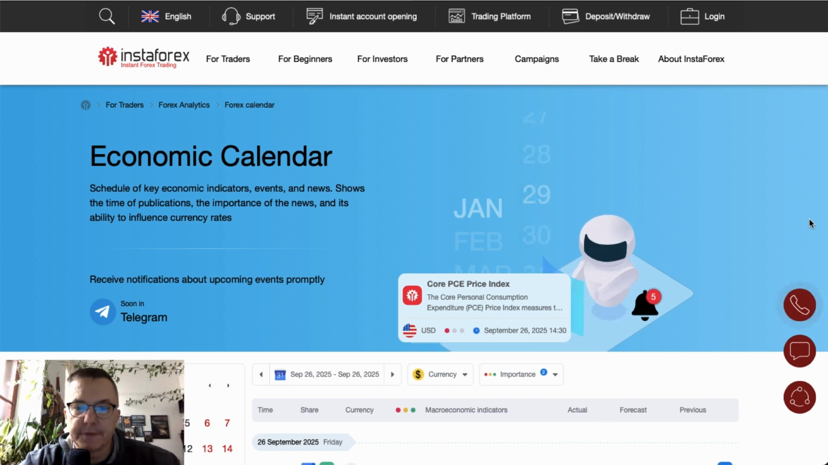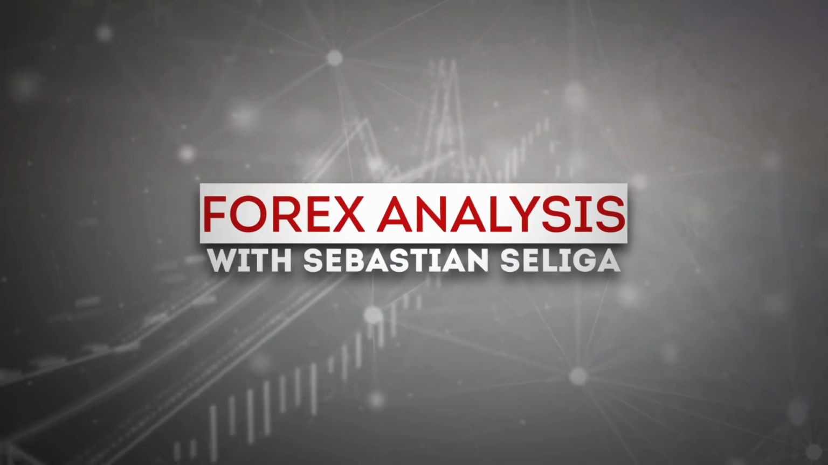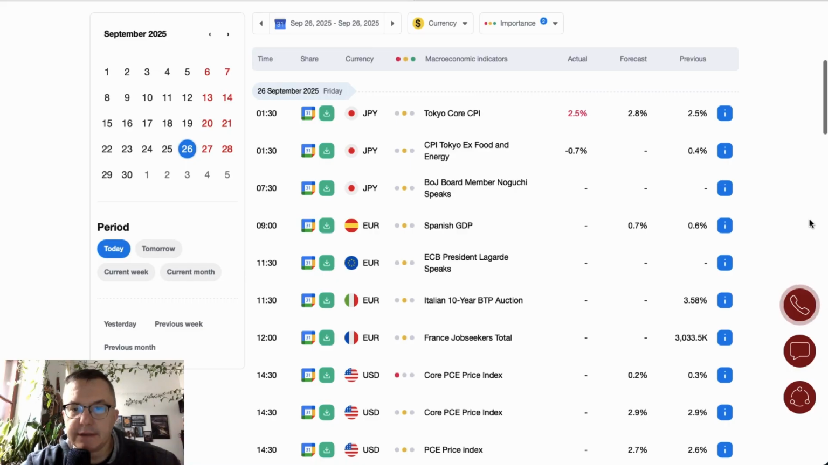Today is Friday, September 26, 2025. Let's take a look at what we have on the economic calendar for today. During the Asian session we got the data from Japan in the form of the Tokyo Core CPI, which is in line with the previous number of 2.5%, somewhat worse than the forecast of 2.8%.